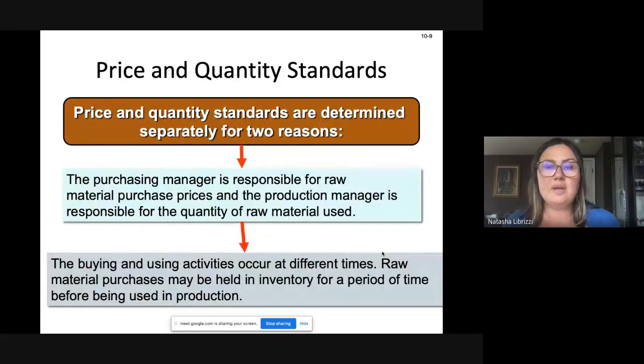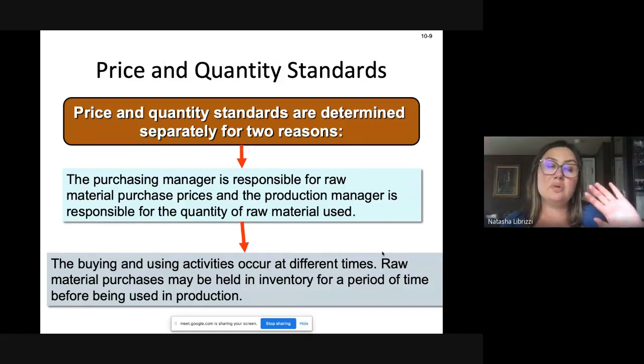Standards. So I already mentioned, the purchasing manager is responsible for raw materials price, so the procurement cycle. A lot of organizations have that. And the production manager is responsible for quantity of raw materials. So you're on a production floor, you're making sure machines are up to par, you're making sure the right people are operating the machines, they know how to use the machine and how to arrange the product to align with your standards.